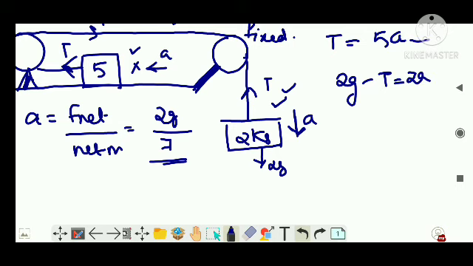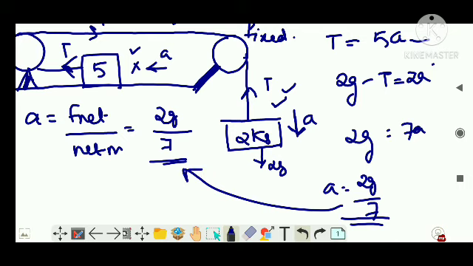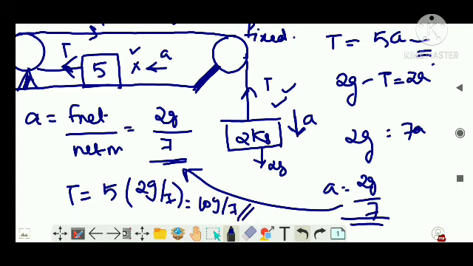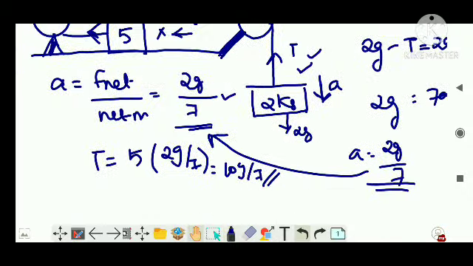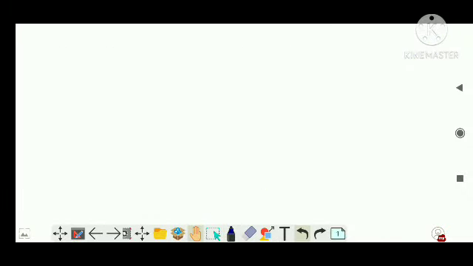Add these two equations, you will get 2g is equal to 7a, or a is equal to 2g by 7. You got the same equation, right? And substitute the a value here. T will be equal to 5 into 2g by 7. You will get 10g by 7. So this is a one-step process, or this is also easy but takes time, which we don't have in our NEET examination. Clear? Right.